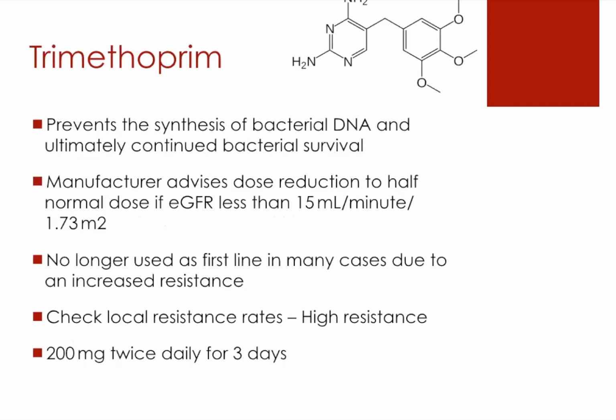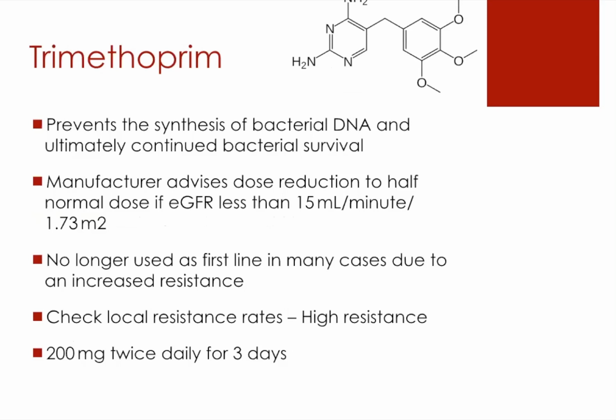Trimethoprim prevents the synthesis of bacterial DNA and ultimately continued bacterial survival. The manufacturer advises for the dose to be reduced when the eGFR is less than 15 milliliters per minute. And that's very important because this may be an option if Nitrofurantoin cannot be used. It's no longer used as a first line in many cases due to its increased resistance, so always check local resistance rates.